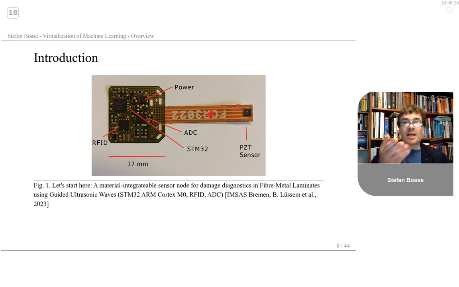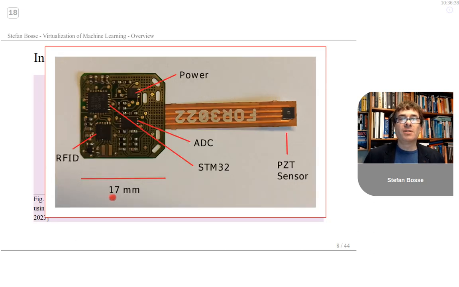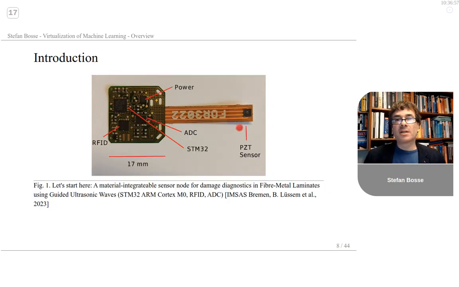So here, let's start with an example from my colleagues from the University of Bremen and the IMSAS, Björn Lissum and his co-workers. And here you see a sensor node, very, very tiny, 70 millimeters square. And here we have all together. We have power management. We have RFID for communication and energy harvesting. We have this small microcontroller, 20 kilobytes of RAM, and analog digital converters, and a sensor, and so on. All together in very small size and very small volume.